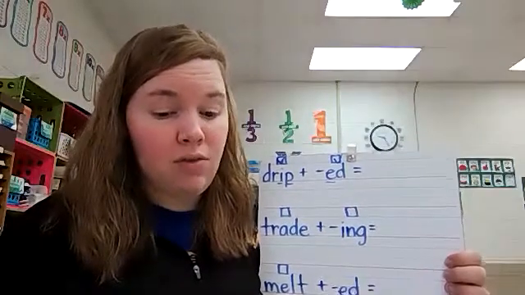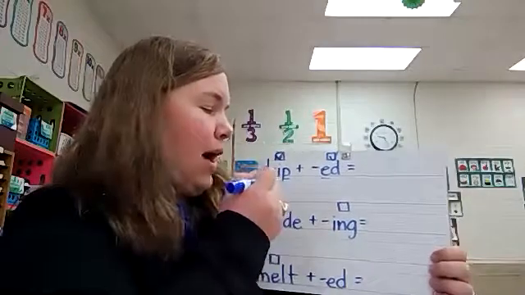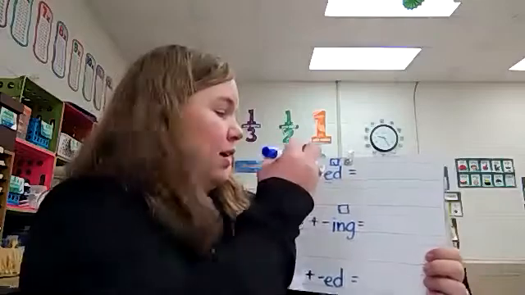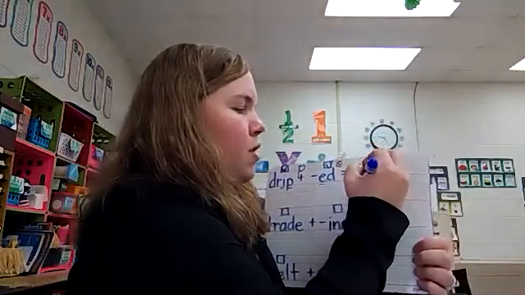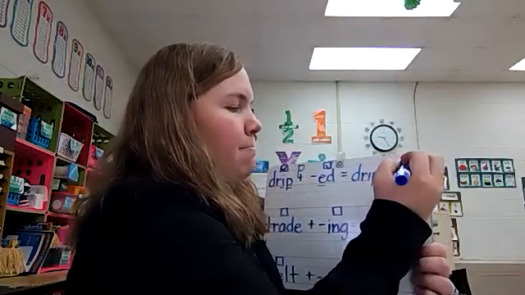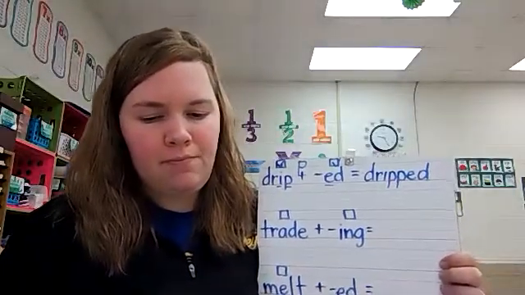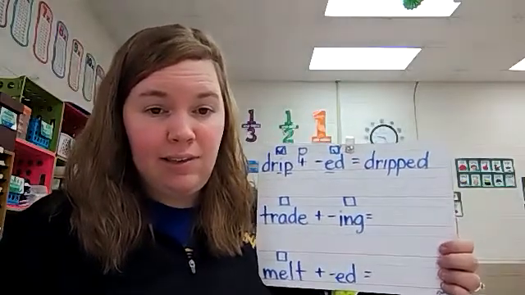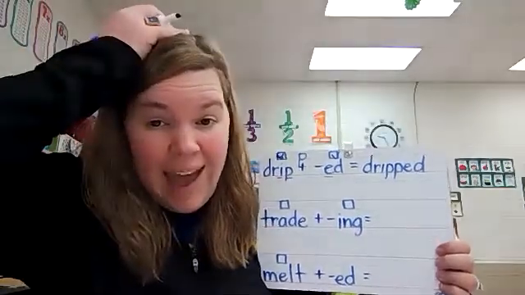That means we need to do something. What do we do when the word ends with a vowel consonant? We double the consonant. So to spell the word dripped, we will spell it D-R-I-P-P-E-D. Dripped. Can you use that word in a sentence? The rain dripped on my head.